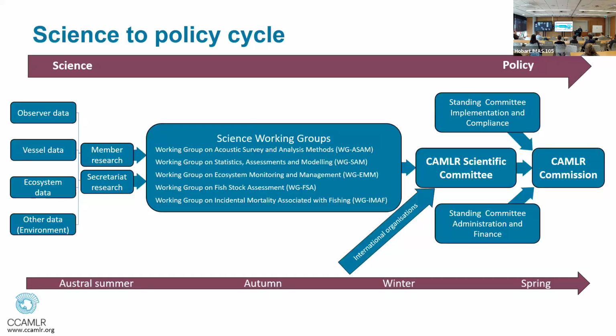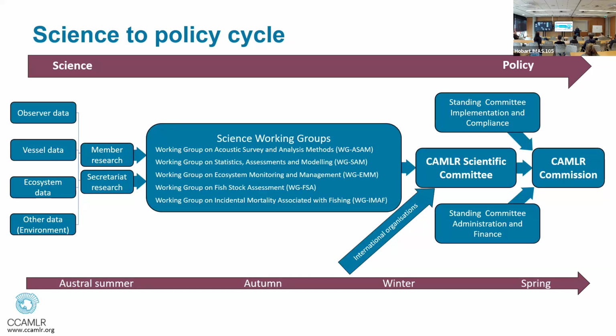The way science is integrated into policymaking within CCAMLR starts with all the data that are collected. These come from vessels and observers and ecosystem monitoring. We hold most of that information, and the Secretariat does a lot of analysis and work to summarize that information for the working groups and the scientific committee. Members also take access to that information to conduct their own analyses. And all of the science work is vetted through science working groups. Currently, CCAMLR has 5 working groups. You see them listed there.